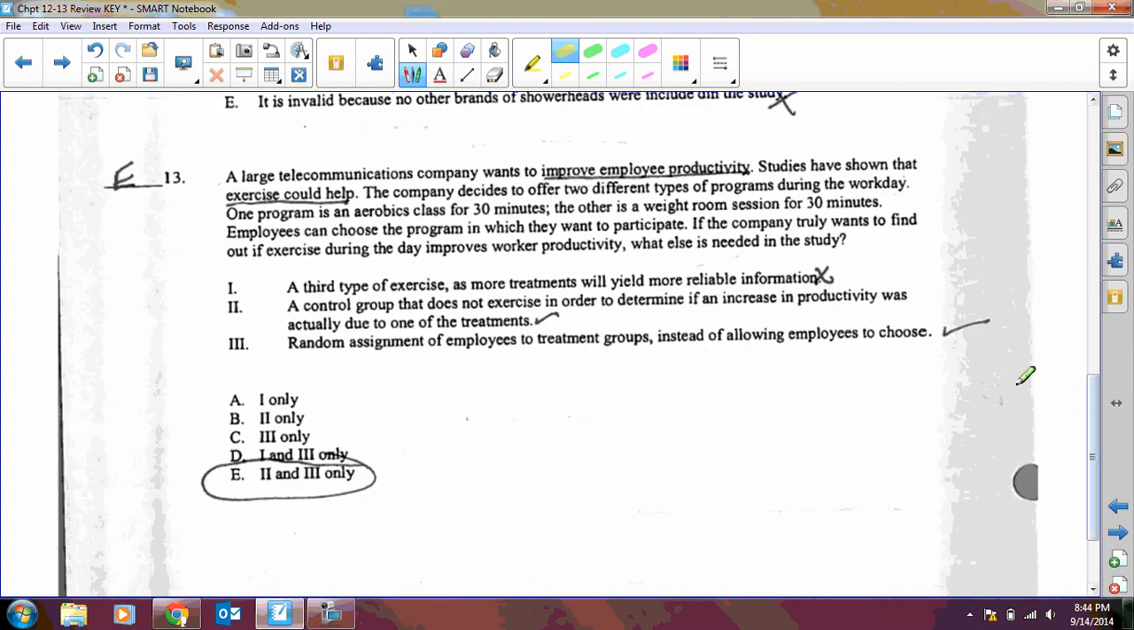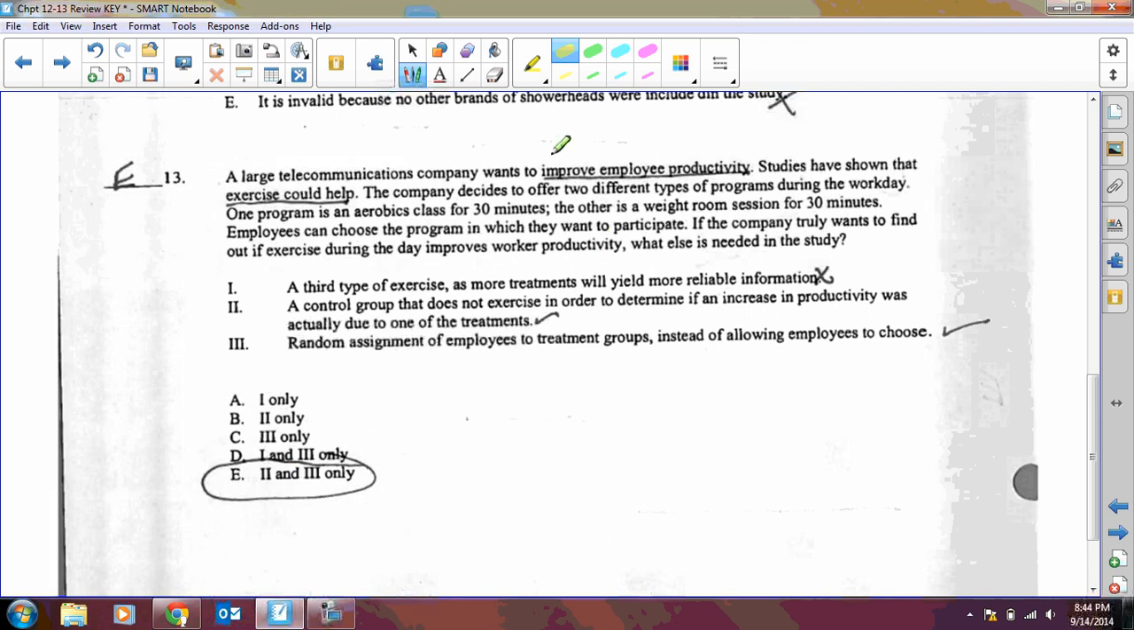And E, do be aware that you are going to have these kinds of problems that have the 1, 2, and 3, and 1 only, 2 and 3, and that kind of thing. Those are AP type multiple choice questions, okay? So you need to be prepared to work yourself through those.